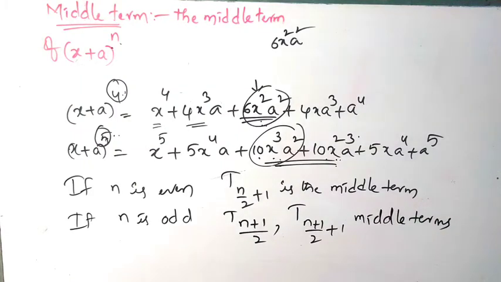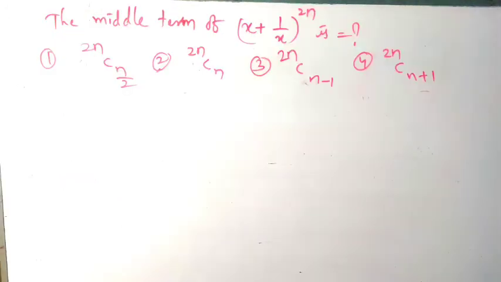Suppose if n is even, t(n/2 + 1) is the middle term. If n is odd, t((n+1)/2) and t((n+1)/2 + 1) are the middle terms. Right, next question: the middle term of (x + 1/x) whole power of 2n is how much? The options are 2nC(n/2), 2nCn, 2nC(n-1), and 2nC(n+1).